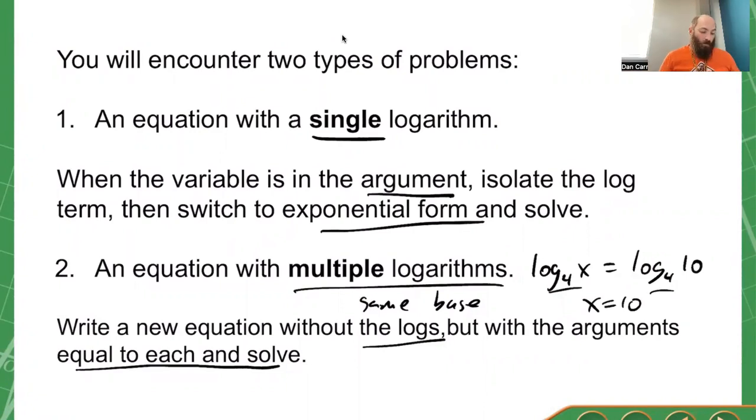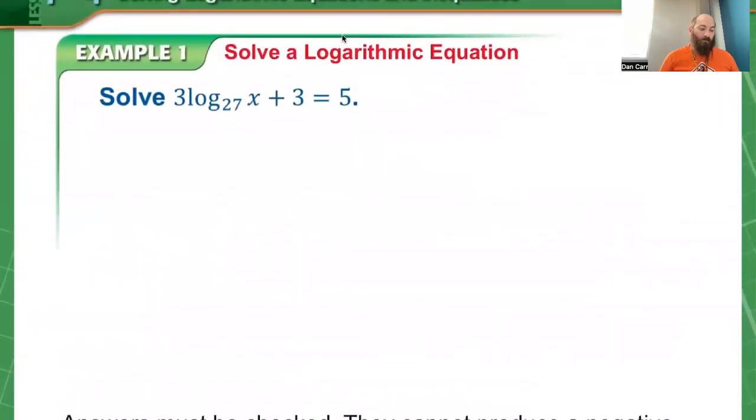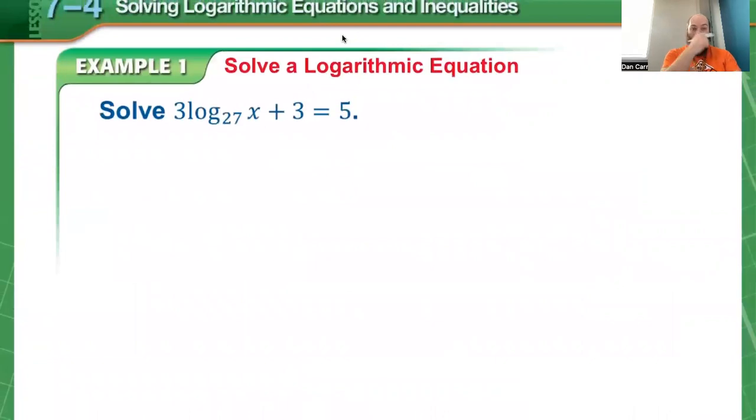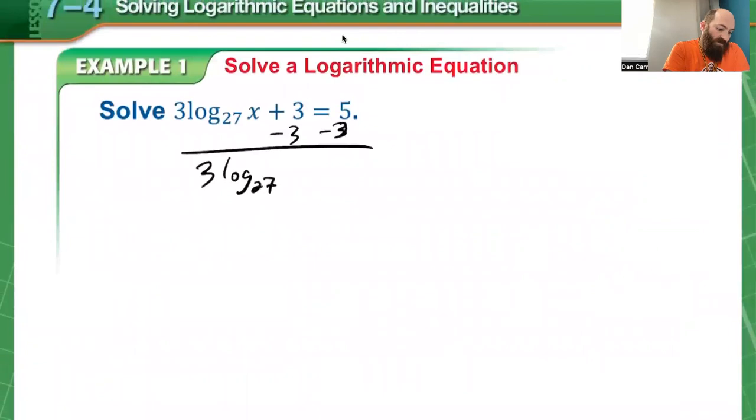Okay, so let's try these out. For the first example: 3 times the log base 27 of x, plus 3, equals 5. The idea is that I first want to isolate the logarithm. So I'm going to start by subtracting 3 from both sides. So 3 times log base 27 of x equals 2. Not quite isolated yet, so I'm going to divide both sides by 3. So that means log base 27 of x equals 2/3.